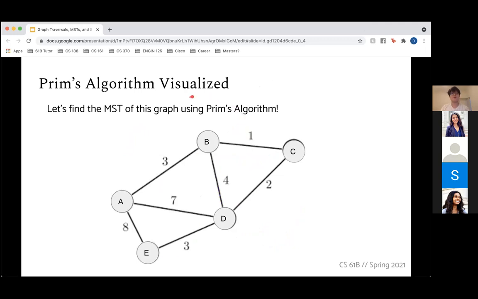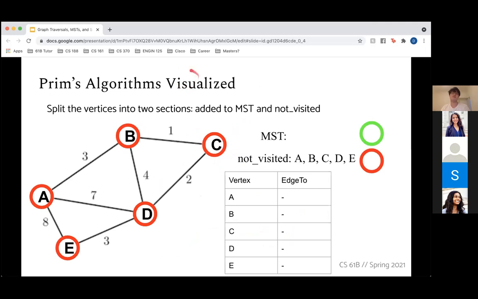Okay, so next we're going to use an algorithm called Prim's algorithm, which helps us find the MST within a graph. Prim's algorithm relies on the cut property that we just saw beforehand, but we go step by step to provide a clear visualization of how Prim's algorithm actually works.